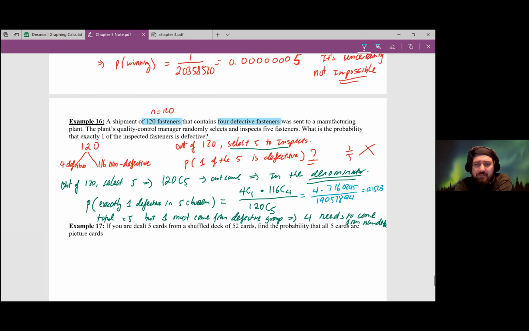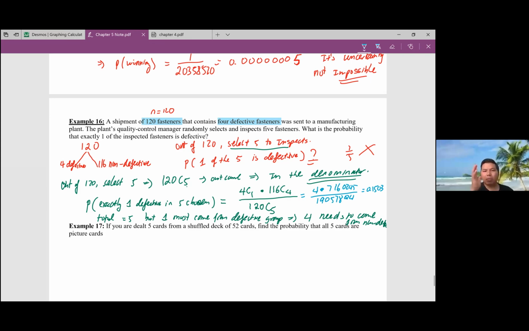I have a question about example 16. You said that's 15%. What's that bottom number you wrote? 190578024. And the top numbers, is it 4 times or 4.7? 4 times. Okay, that makes a lot more sense. Because 4C1 is 4, and then 116C4 is the other one. All right, so do number 17. If you can get that done, you got this concept.